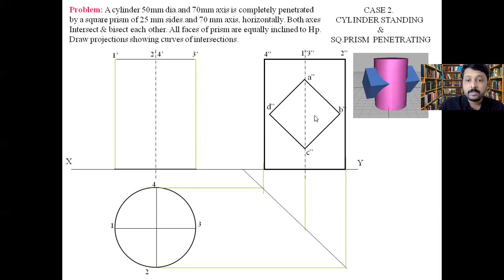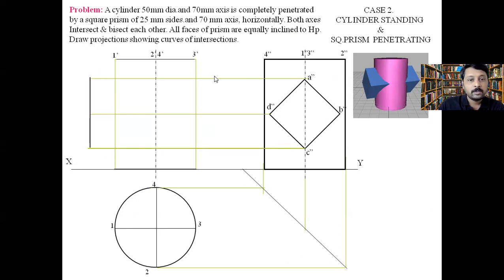Now name this as A double dash, B double dash, C double dash, D double dash. Now why double dash here? Because this view should have the same notations. So A, B, C, D are the points which are to be given in this particular view. Okay, so we have named this A, B, C, D with double dash. Then we are going to project these lines, points A, B and D, C.